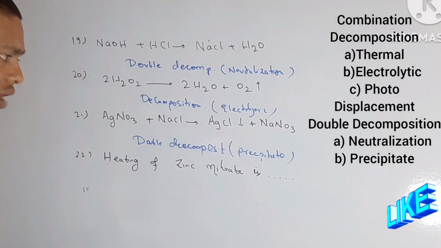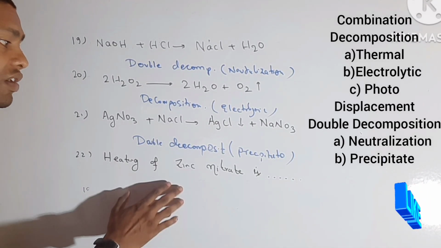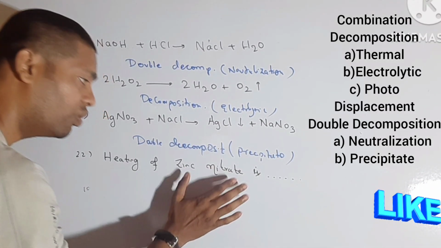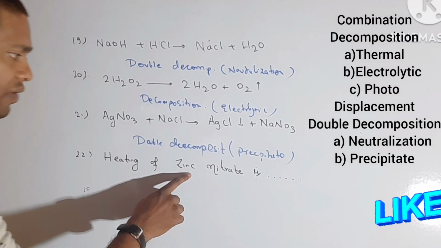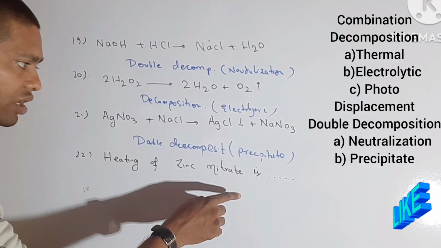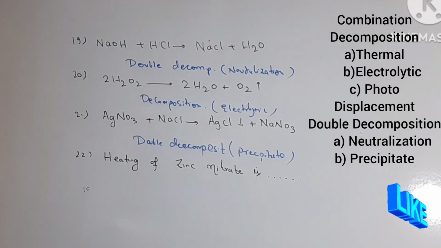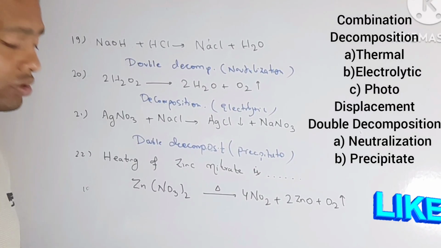And what is this one? Heating of zinc nitrate. Here they are saying you have to heat zinc nitrate and tell what type of reaction it is. So we have to write the zinc nitrate formula and break it down. You have to write that and break it down and identify which type of reaction it is. So this reaction you have tried.